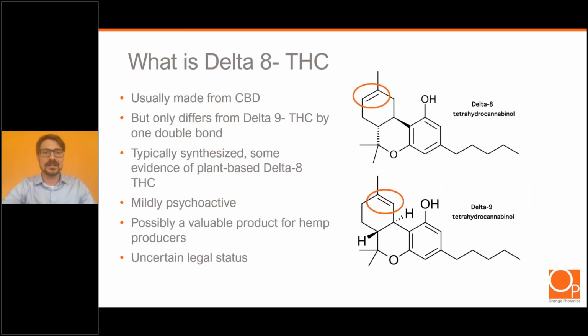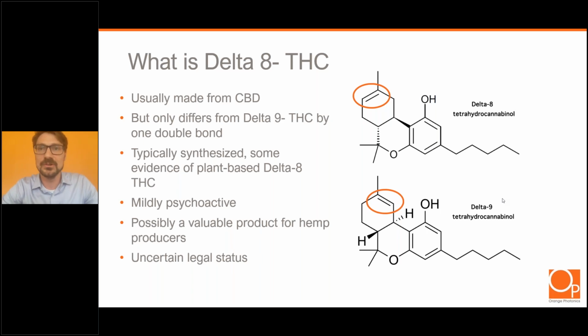So let's get started with Delta-8 THC. As I'm guessing many of you already know, it's generally made from hemp-derived CBD, although it is actually possible to make it from Delta-9 THC as well as some other cannabinoids. The important thing about Delta-8 THC is the little double bond in the diagram in the upper right there. If you look at the bottom one, that double bond is on the opposite side.